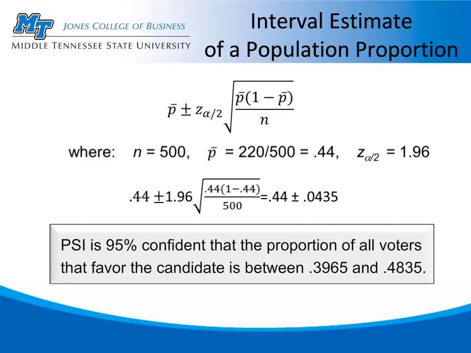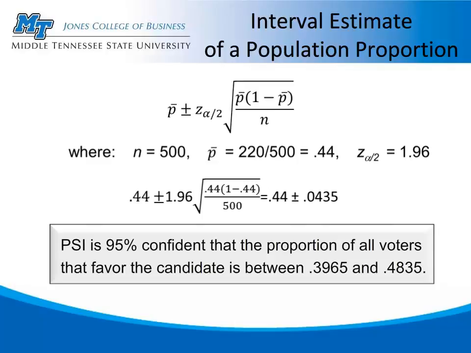So we take the 220 divided by 500, the 0.44. We're going to add and subtract 1.96 times the approximation for the standard error of the proportion. We take the 0.44, our estimate from the sample, times 1 minus that, divided by the sample size, 500, and take the square root. Now when you multiply the 1.96 times the square root of 0.44 times 1 minus 0.44 over 500, it's approximately 0.0435. But the 0.0435 is the margin of error.